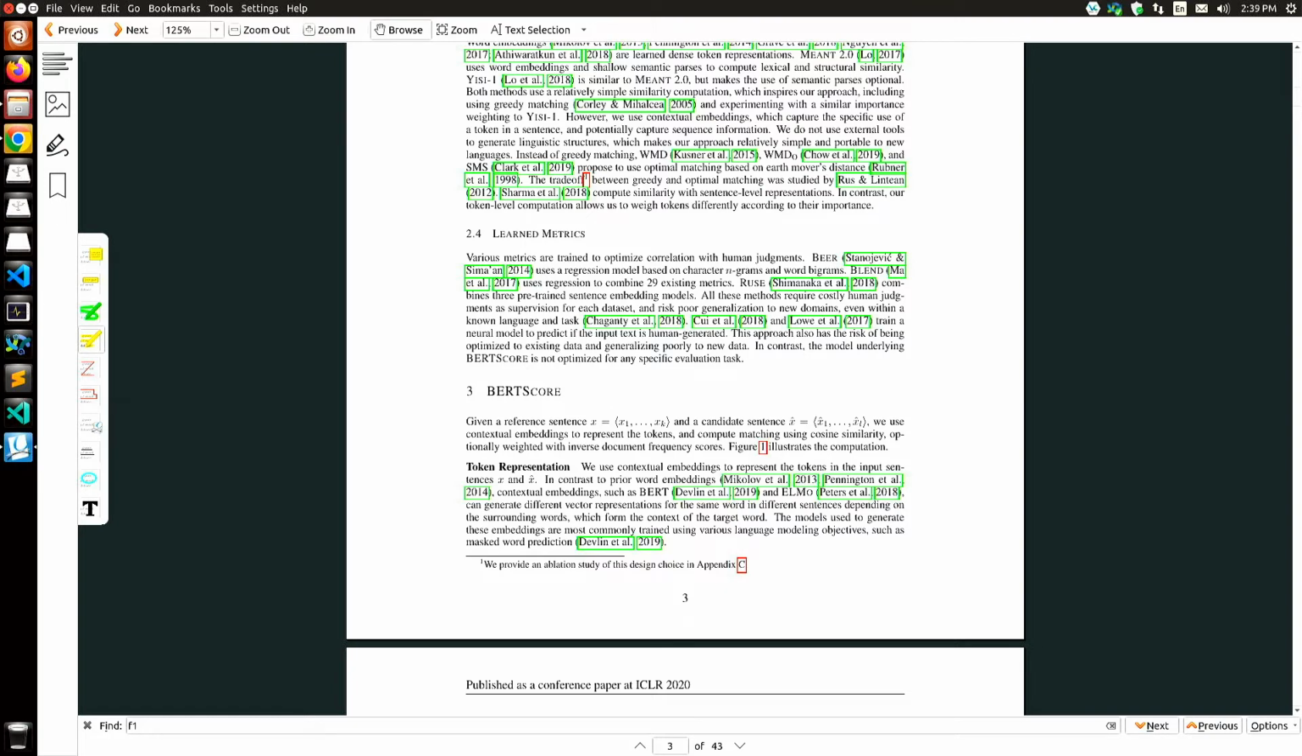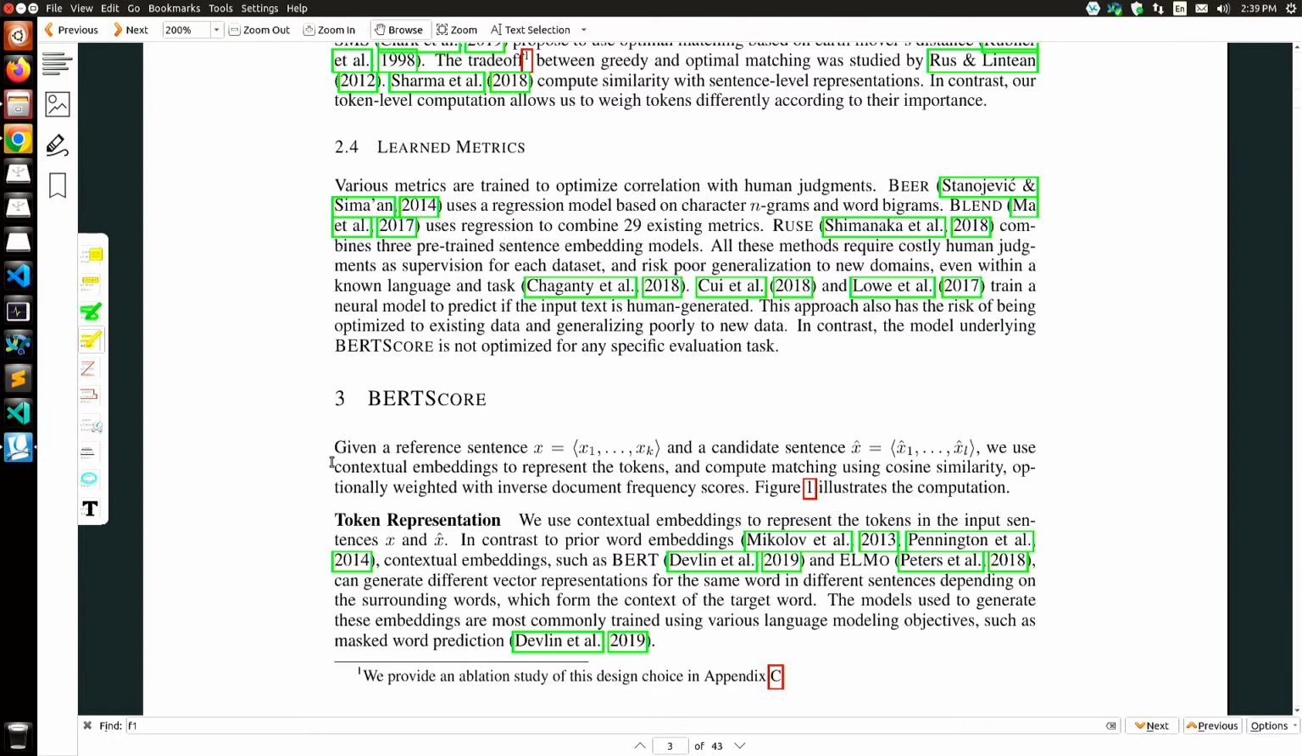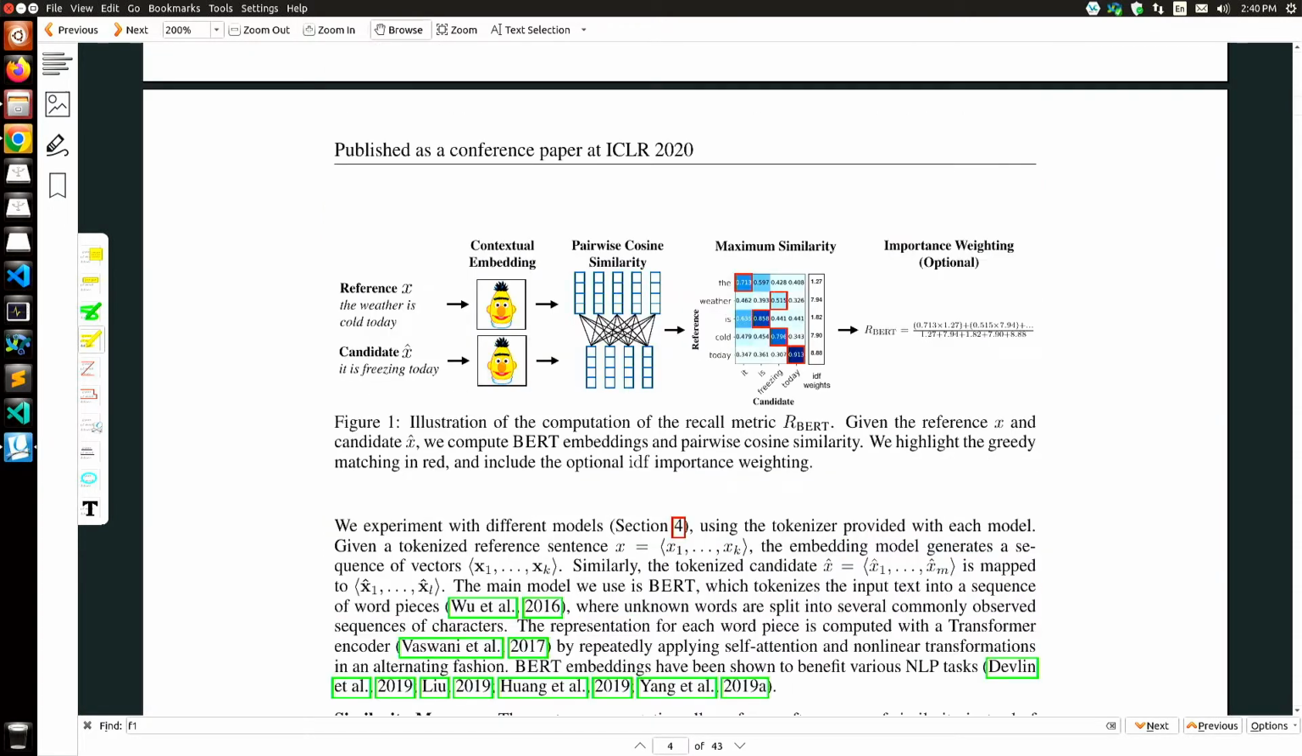In BERTScore, one of the key starting points is getting the BERT representation for the translation hypothesis and the reference, and the authors mention it very succinctly here: that is a token representation. What they're saying is that we use contextual embeddings to represent the tokens in the input sentence X and X bar. In contrast to prior word embeddings, contextual embeddings such as BERT and ELMo can generate different vector representations for the same word in different sentences, depending on the surrounding words, which form the context of the target words. And this is the image representing the architecture of the BERTScore method.